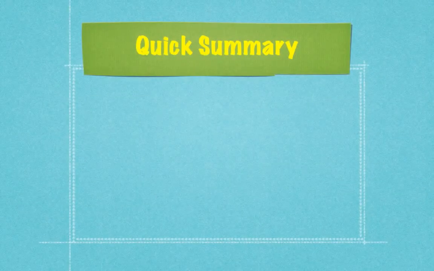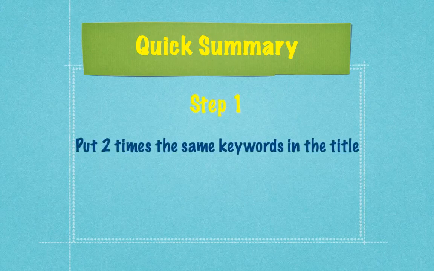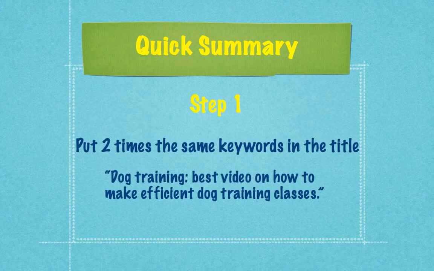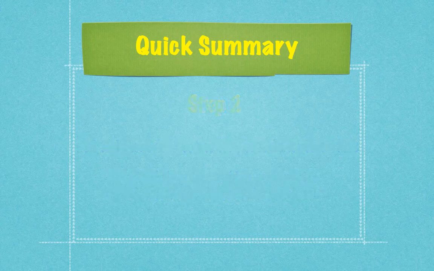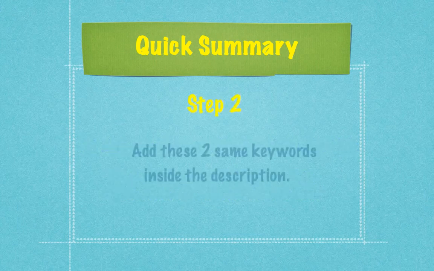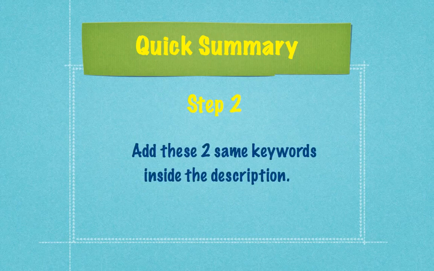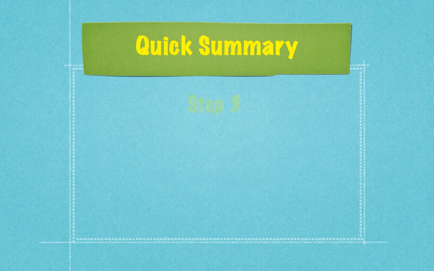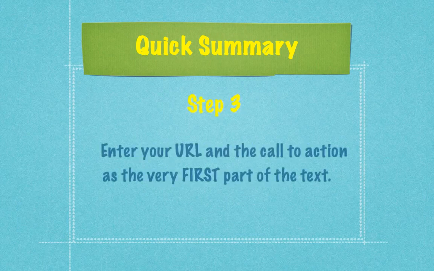Quick summary on how to optimize a YouTube video. Step 1. Add 2 of your keywords in the title with a little bit of variation, like dog training, best video on how to make efficient dog training classes. Step 2. Add these 2 same keywords inside the description. Step 3. Enter your URL and the call to action as the very first part of the text in the description.